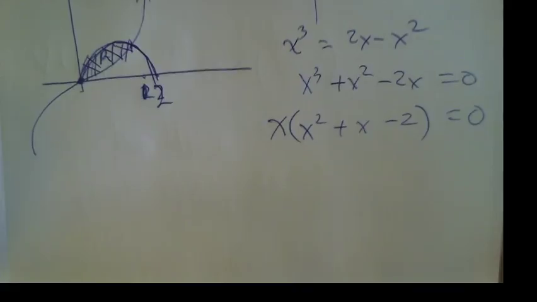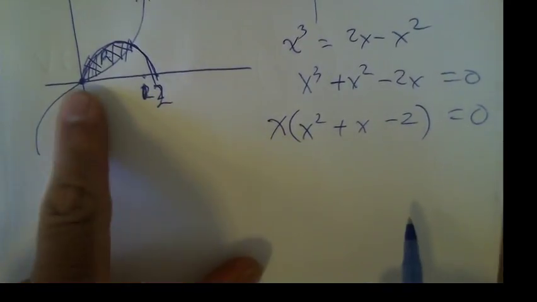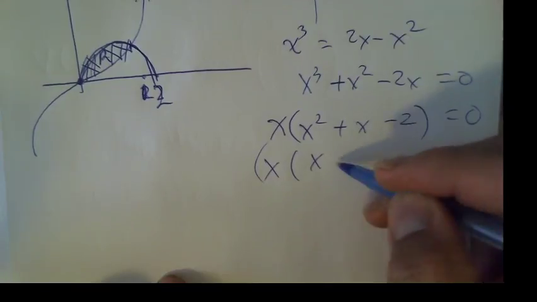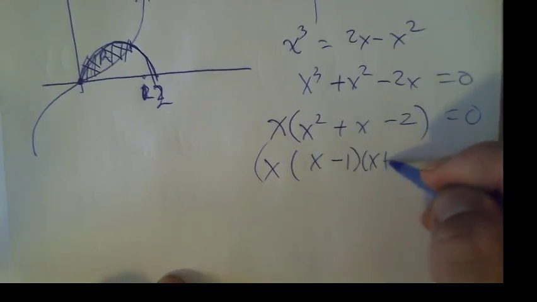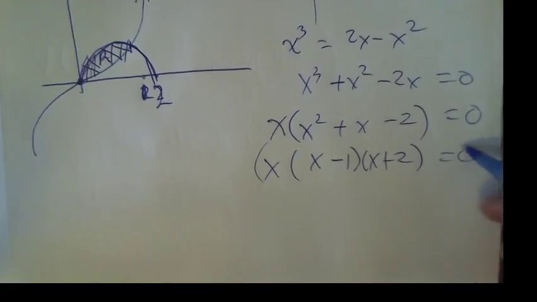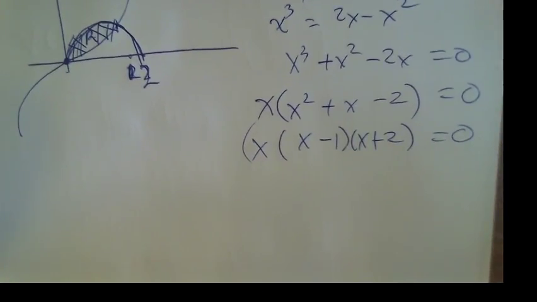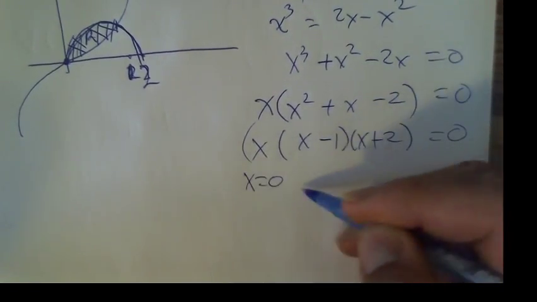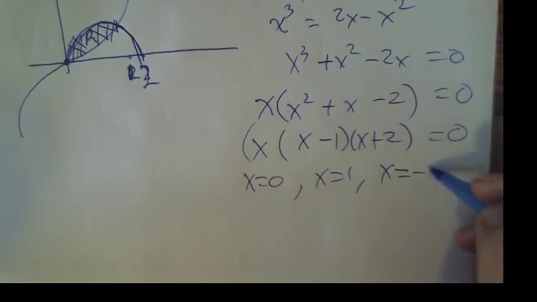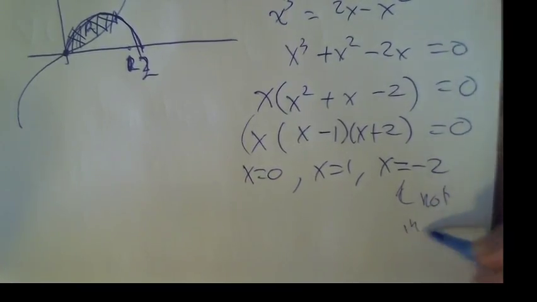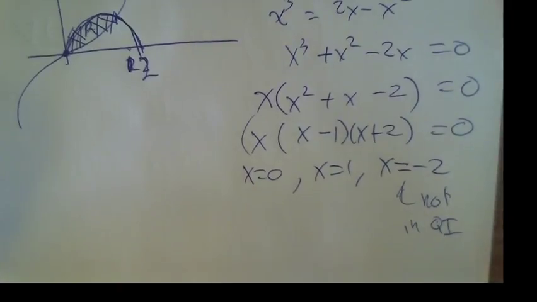Okay, so again, I'm just looking for the values where they intersect. I got x equals 0, but I had already got that one from the graph. So going further here, let me factor this x. Okay, so the solutions are x equals 0, x equals 1, x equals negative 2. Negative 2 is not in quadrant 1, so I'm not going to need it. All right, so the other one is this point here, 1.